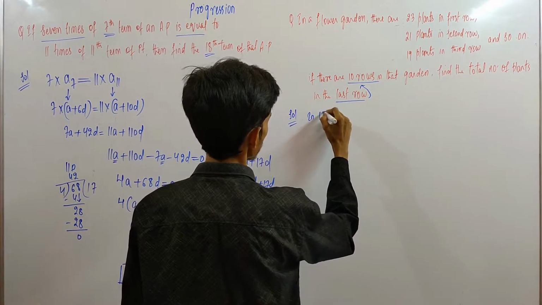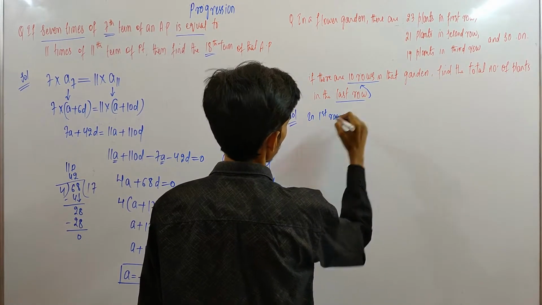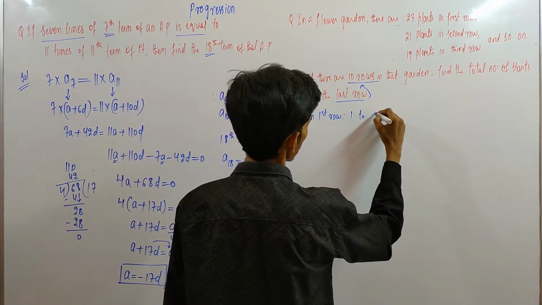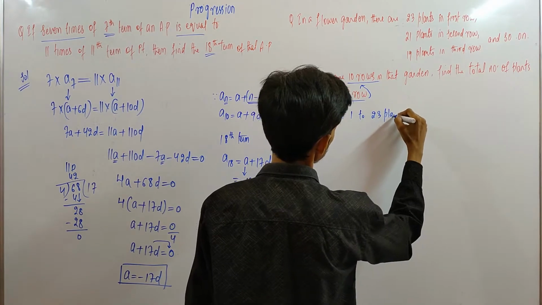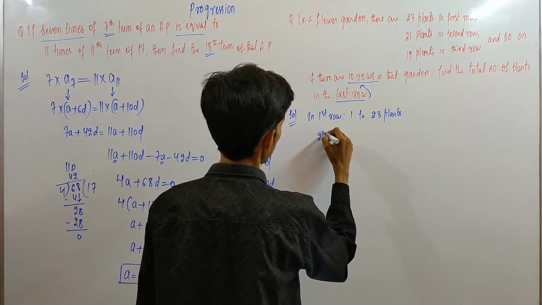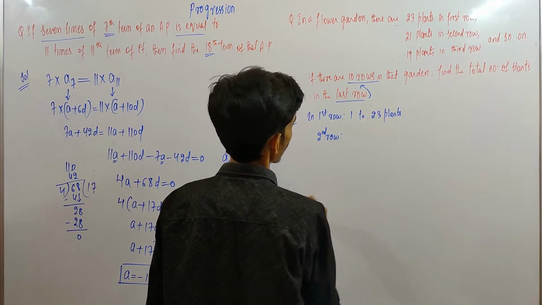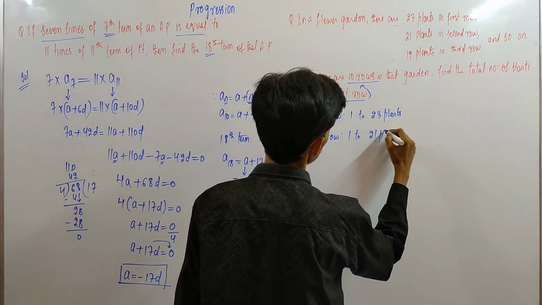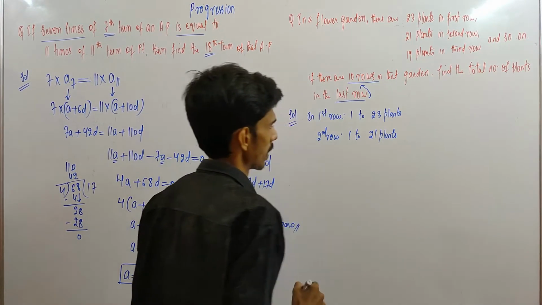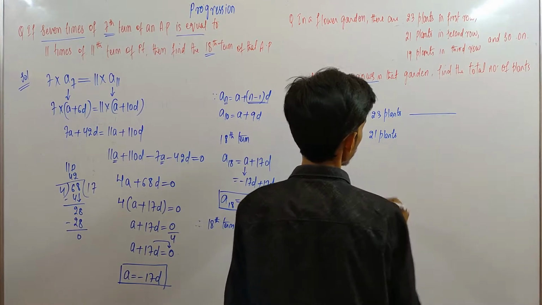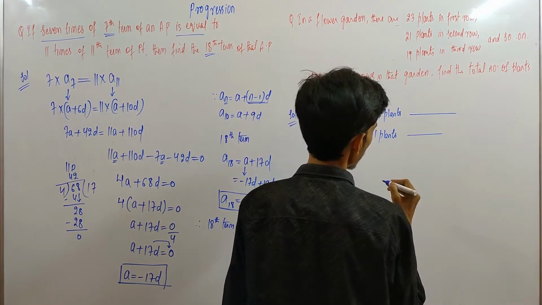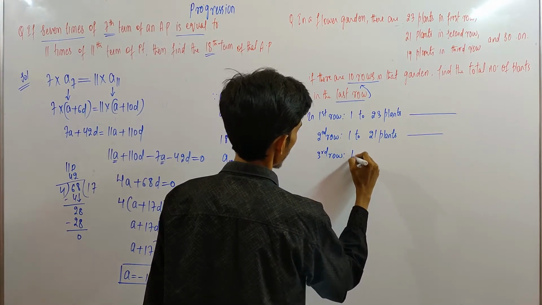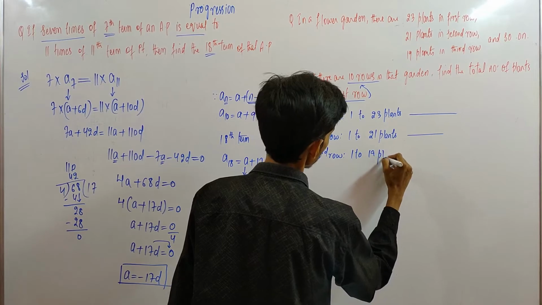So in first row we have how many? 23 plants. Similarly in second row we have 21 plants. These many flower plants are there. Now with less plants in third row we have 19 plants.